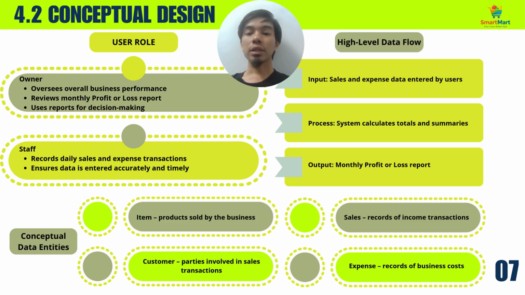Moving on to the second slide, there are two user roles in the system: staff, who are responsible for entering daily sales and expenses transactions, while the owner reviews the monthly profit or loss for decision making. In terms of a high level data flow, data is first entered by the user, then processed by the system, and finally output as the profit or loss report.